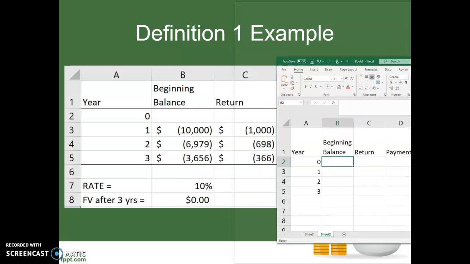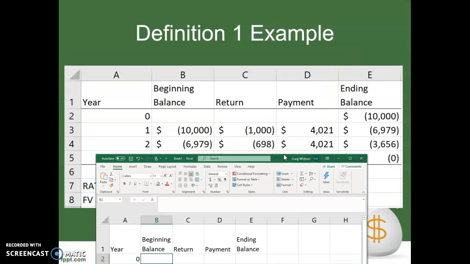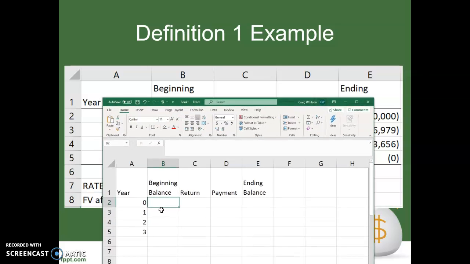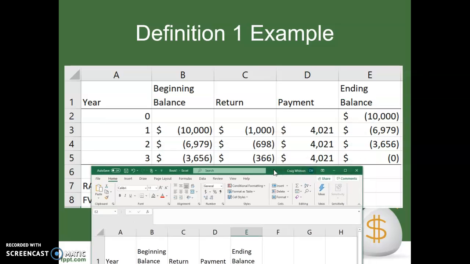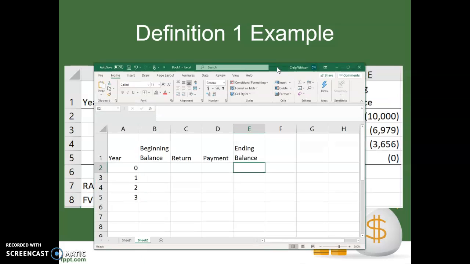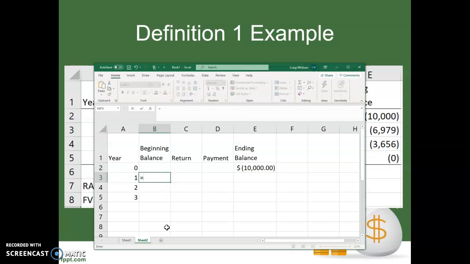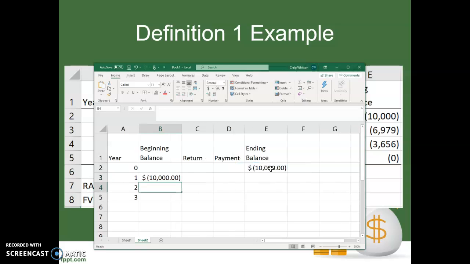So we're going to start at the end of year 0, or in other words, the beginning of year 1. We are going to loan out, we're going to give away that $10,000. Okay, so at the end of year 0, or the beginning of the next year, the beginning balance is equal to the end of the last year. So this is like December 31st, January 1. There's really no change. Okay.